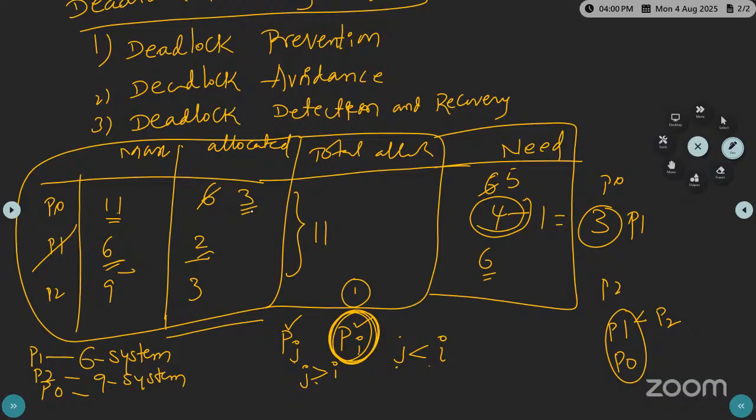Process P0's need is changed from 5 to 8, because 3 resources were given to process P1. Earlier, the 3 that were with us were reduced, since they were given to P1. If 3 were there, the need would have been 5.